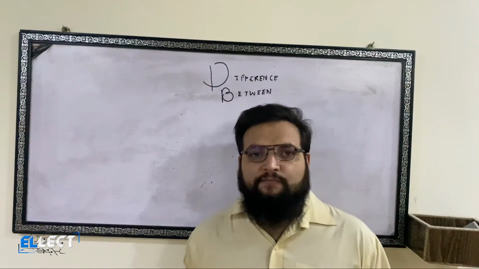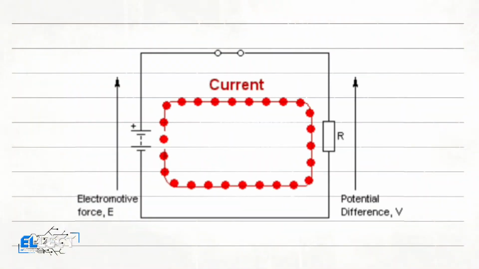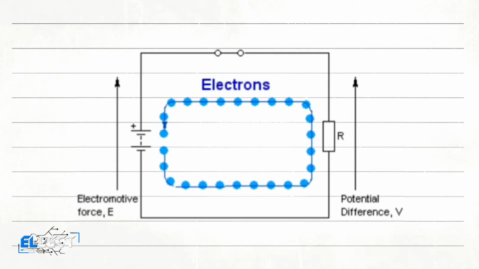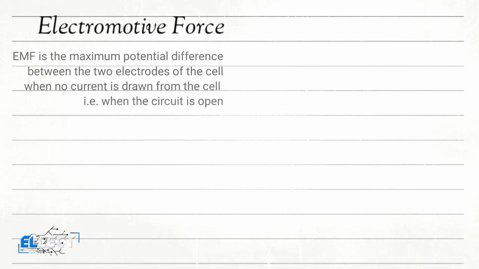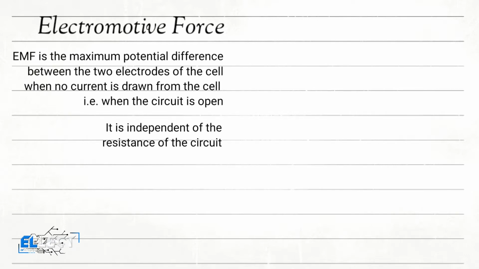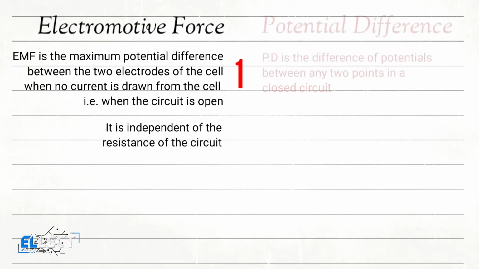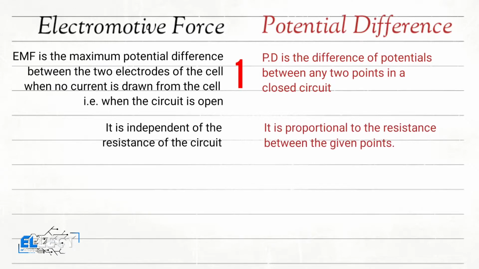Now coming to the potential difference. Potential difference is defined as the difference of potentials between any 2 points of a circuit. But the circuit must be a closed circuit. Now, electromotive force is independent of the resistance of the circuit, while potential difference is proportional to the resistance of the circuit between any 2 points of the circuit.